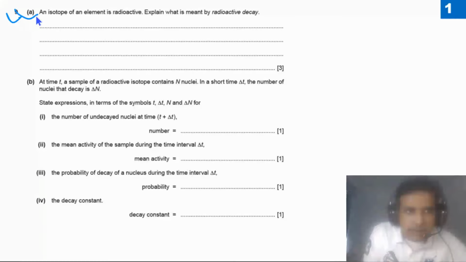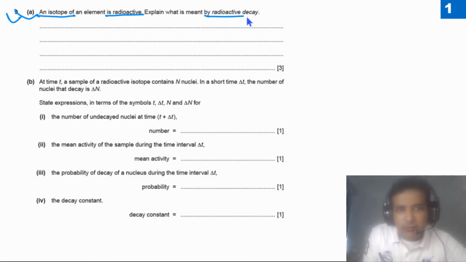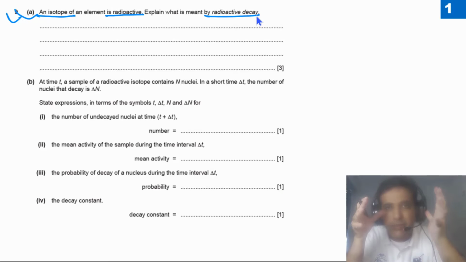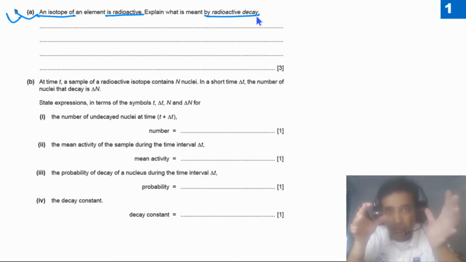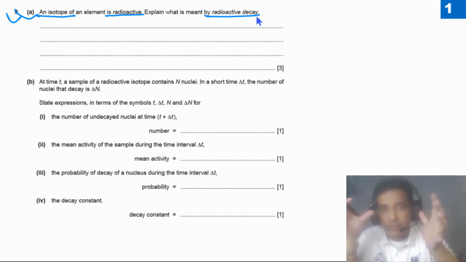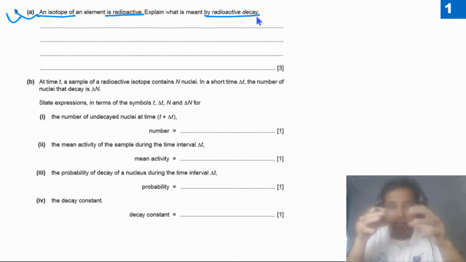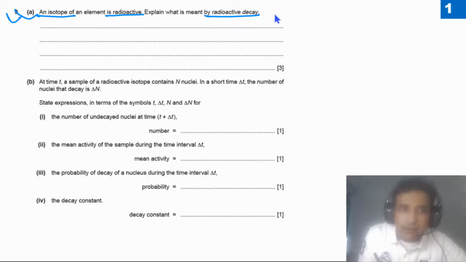Question 9 part A says an isotope of an element is radioactive. Explain what is meant by radioactive decay. Radioactive decay is simply the name of a process in which an unstable nucleus emits alpha, beta or gamma radiations to become a stable nucleus. It emits alpha, beta and gamma radiations randomly and spontaneously, and this process we call radioactive decay. Let's try to understand this one in a proper way.